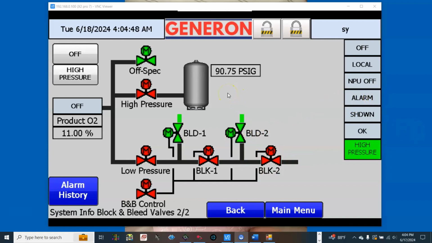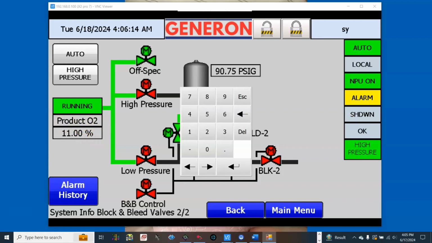Now let's run the system in high pressure mode. Off, manual, auto. Off-spec valve is open because purity does not meet the requirement. 11% is too high for product O2. When it is dropped below 10%, high pressure valve should be open.